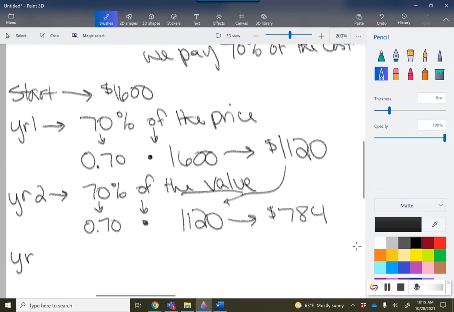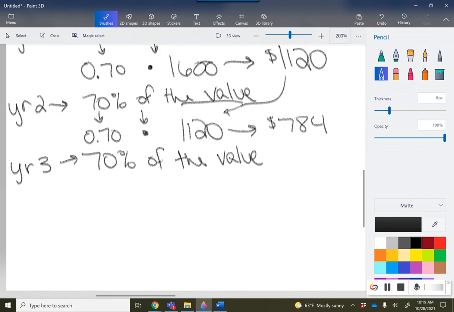If we do year three, same thing. We want 70% of the value. But now our value is 784. So we're going to do 0.7 times the value. Every time, the amount that comes off is a little bit smaller than it was before, because the original amount, their value, is a little bit smaller than it was before.